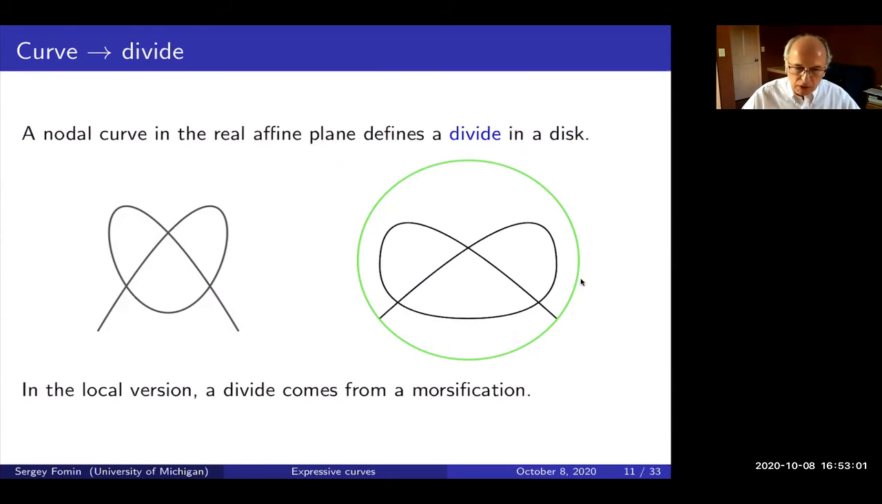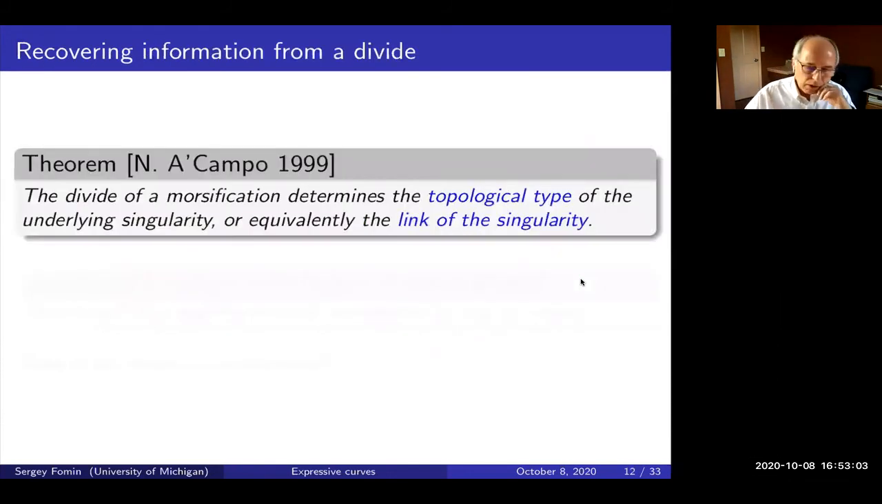That's what I mean by looking from far away. Okay, so now one of the theorems which Ocampo proved, actually much later than the original theory of morsifications was developed, is that the divide itself determines the topological type of the underlying singularity, or equivalently, the link of the singularity. It's well known that the link of a singularity, which is the intersection of a small sphere surrounding the singular point with the complex curve, its isotopy type determines the topological type of the singularity. And so Ocampo proved that just by looking at the divide of a morsification, you can recover this link.